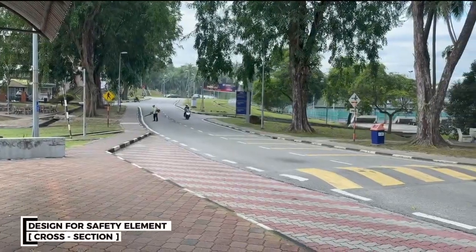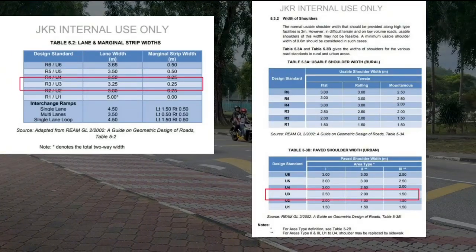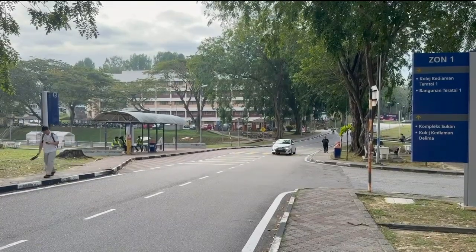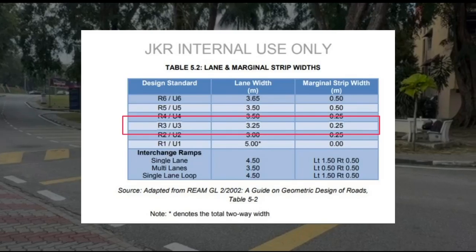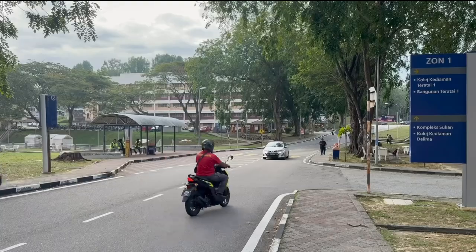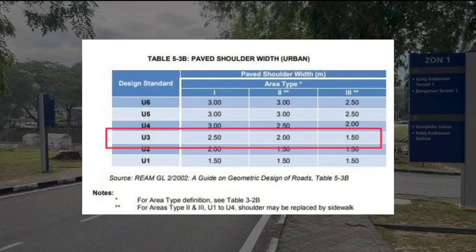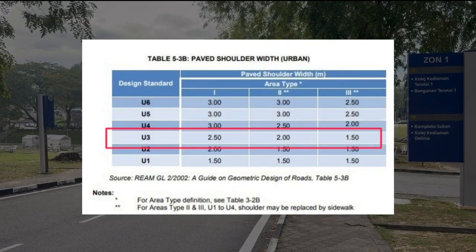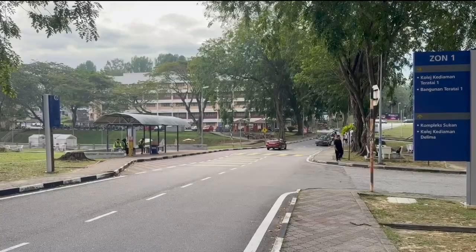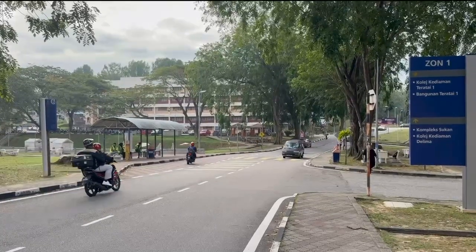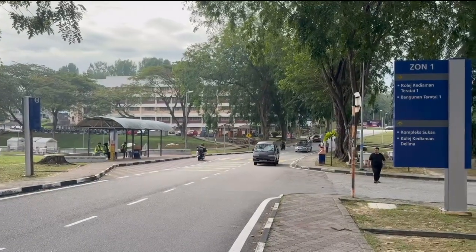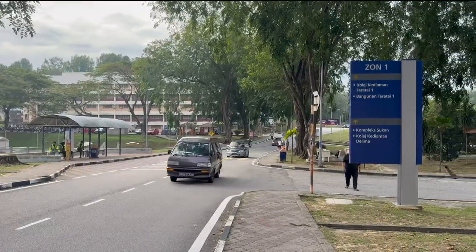The road is designed according to the JKR U3 standard, suitable for moderate traffic volume and low speed conditions, such as internal campus roads. A lane width of 3.25 meters ensures safe and comfortable movement of cars, buses and service vehicles. A paved shoulder of 1.5 to 2.5 meters provides space for emergency stopping and improves lateral clearance, helping to reduce run-off road accidents. Overall, this cross-section design balances safety, functionality and efficient lane use in accordance with JKR guidelines.